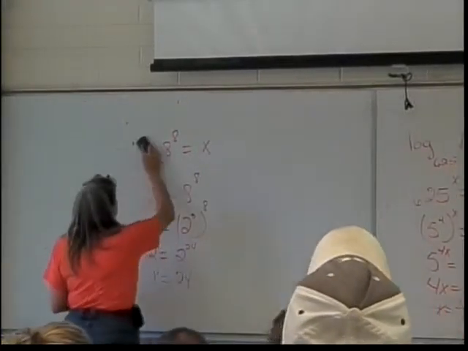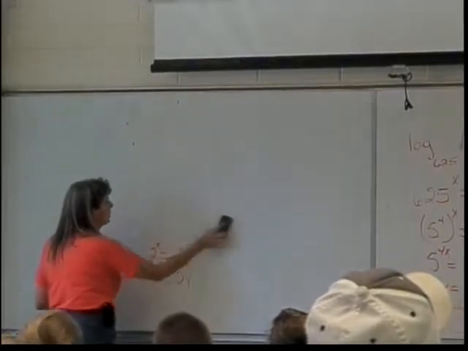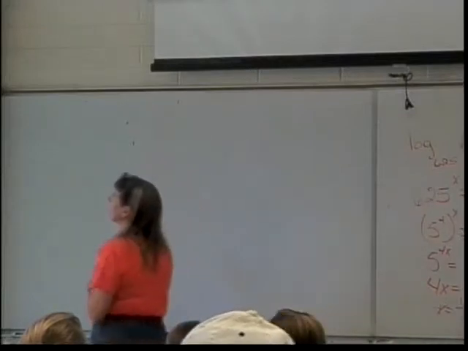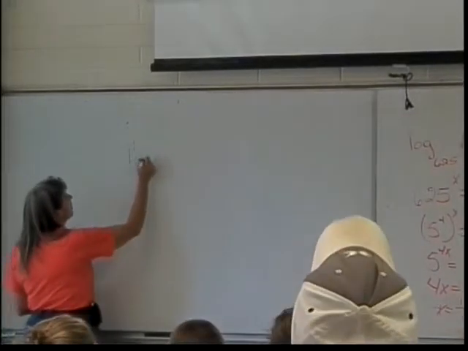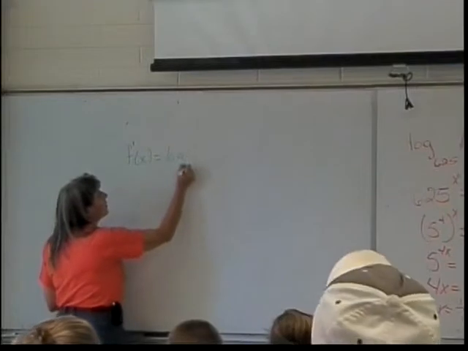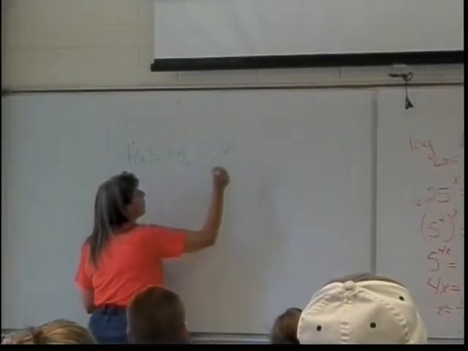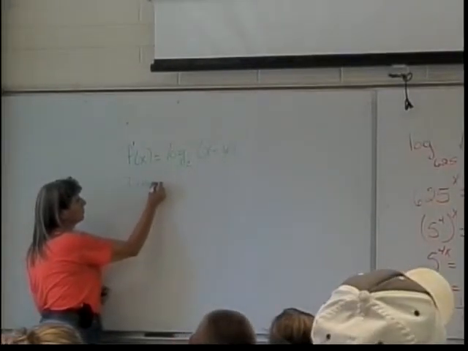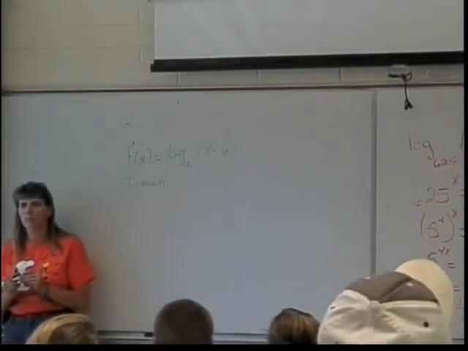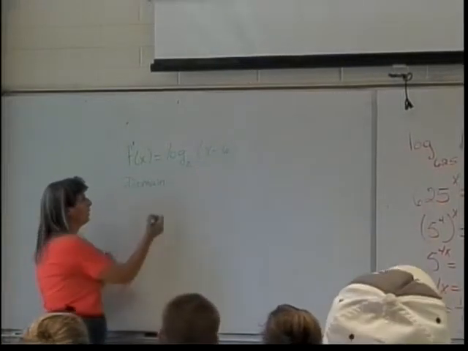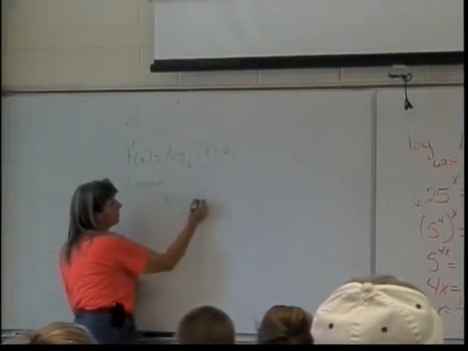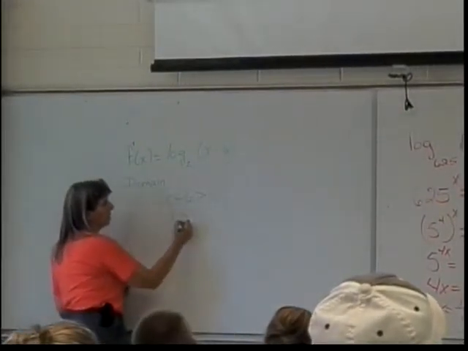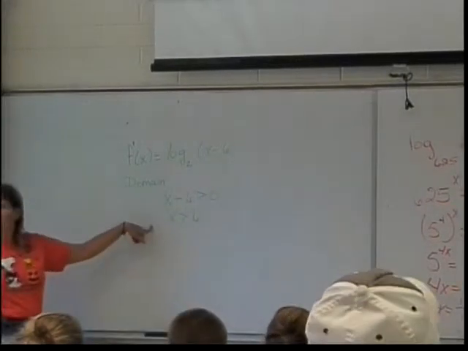Okay. Well, the first part is find the domain of log base 2 of x minus 6. How do I find domains of logarithms? Take the argument, make it greater than 0. So x minus 6 is greater than 0. I add 6 to both sides, I get x is greater than 6. That's my domain. How do I write that in interval notation?